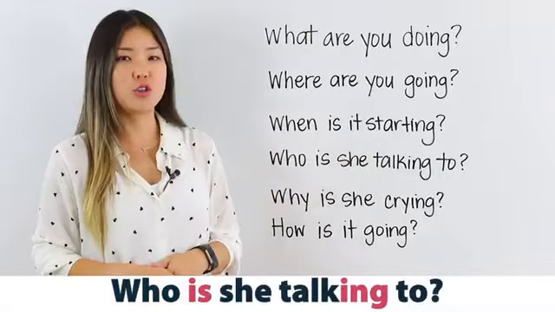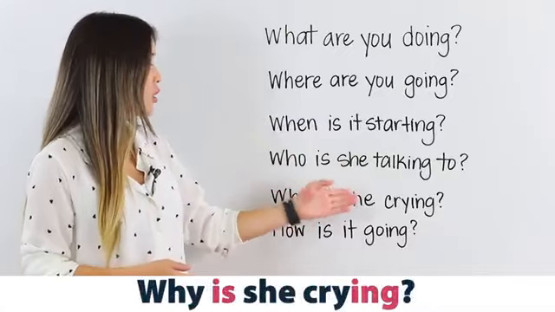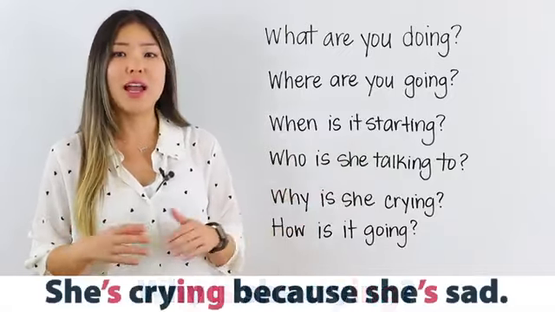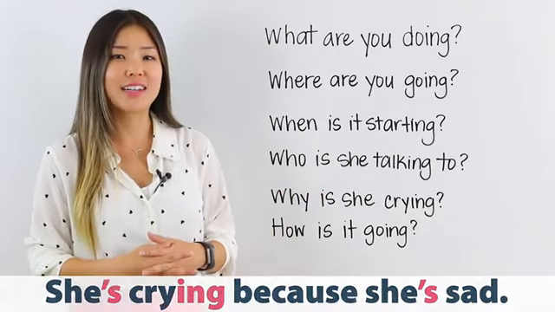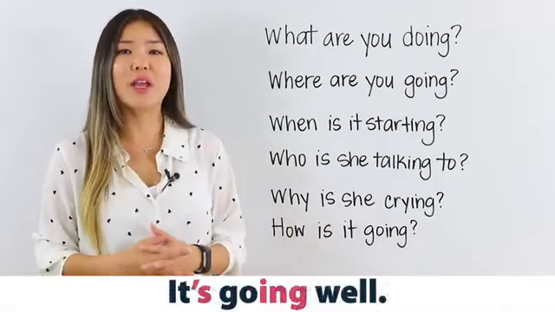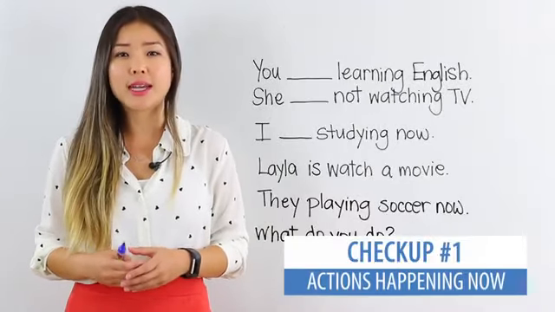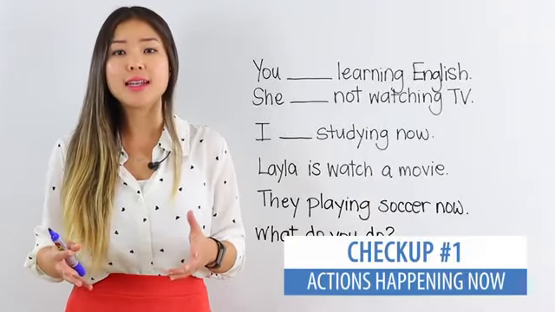Who is she talking to? She's talking to Bob. Why is she crying? She's crying because she's sad. And finally, how is it going? It's going well.